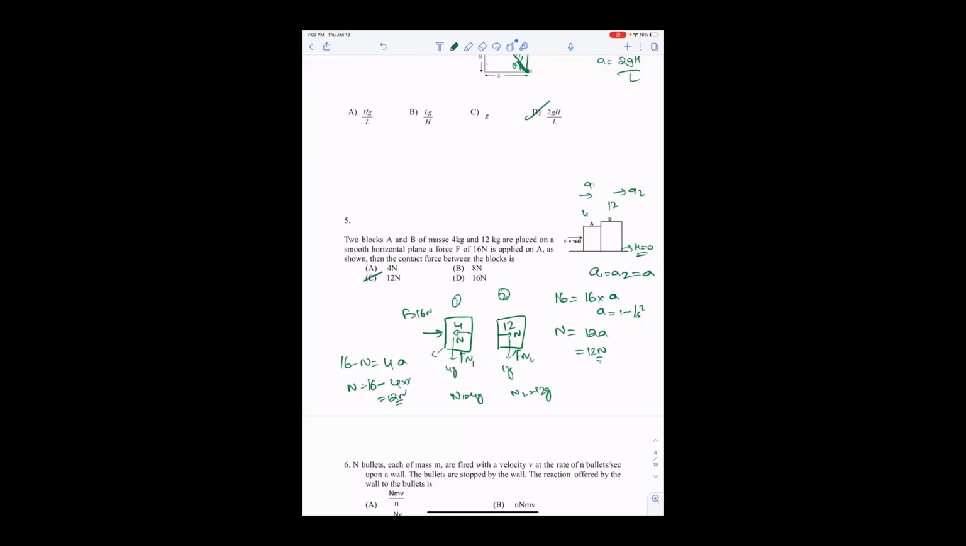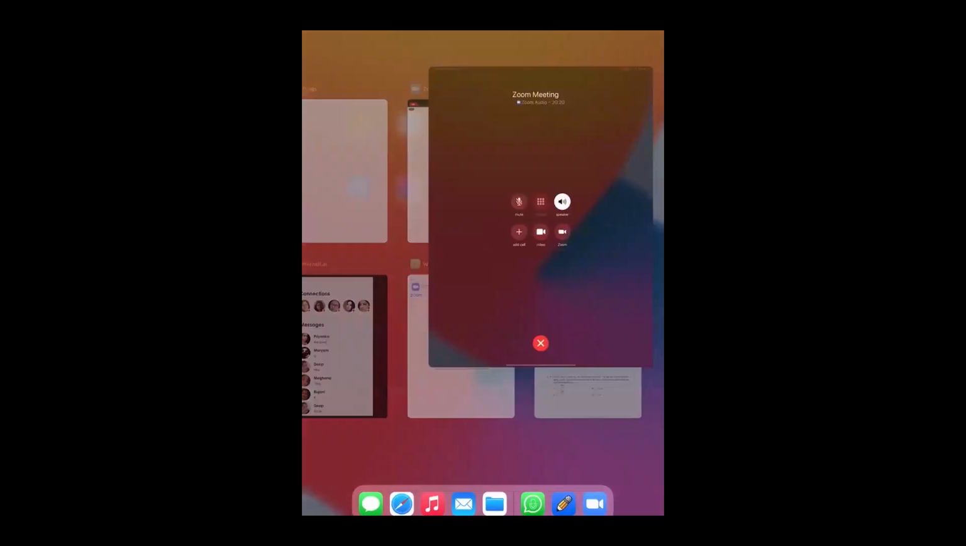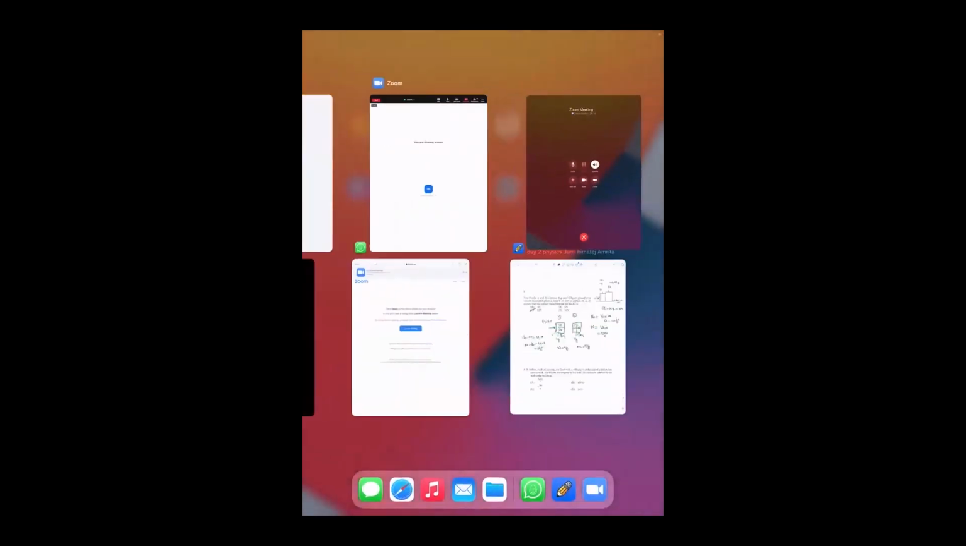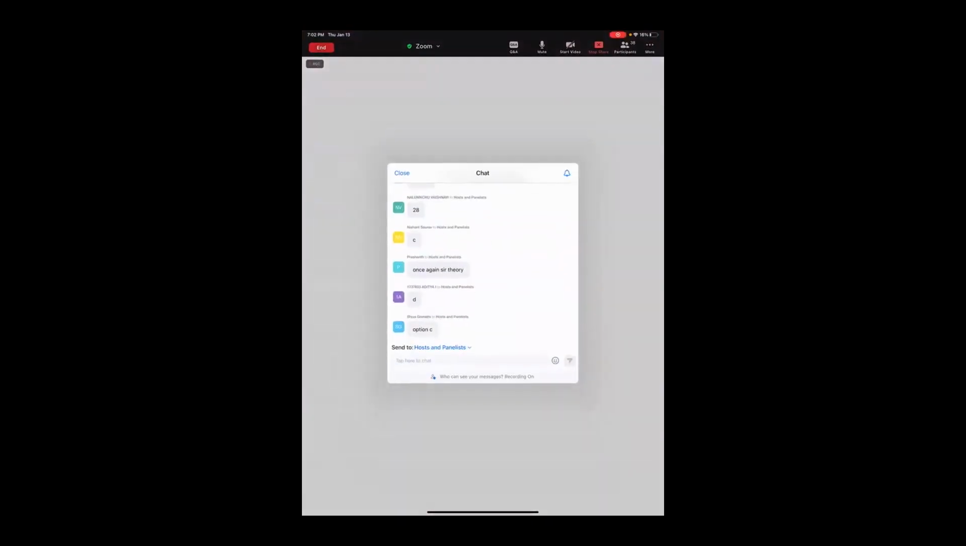Right? Let me see. In between, I'm just toggling so that I can see. Zoom audio, no? Right.